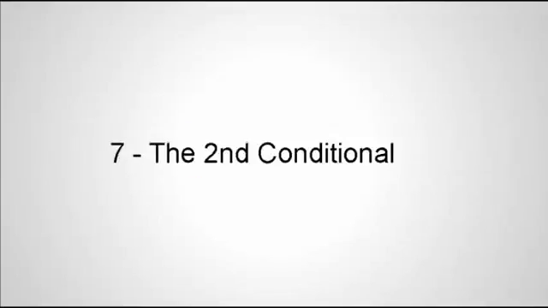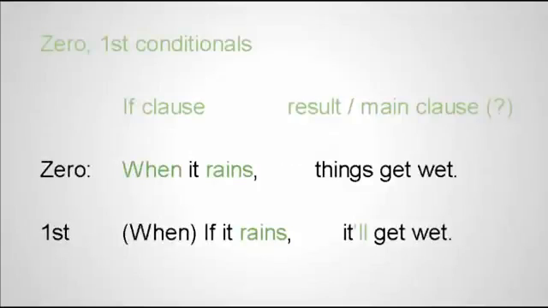Today's lesson is talking about the second conditional. Now we have zero and first conditionals also. Conditionals have an if clause, that is the condition, and they have a result clause or a main clause, and that is the result. When it rains, things get wet. When it rains, it'll get wet. When it rains, things will get wet.